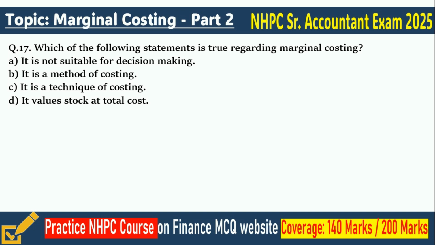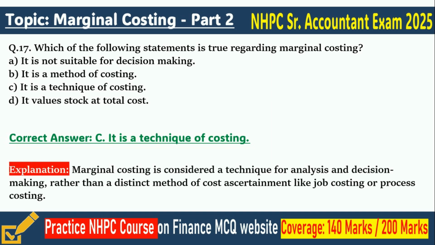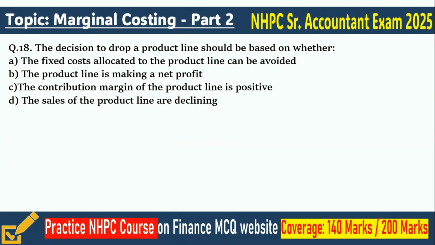Friends, marginal costing is a technique of costing. So, friends, marginal costing is considered a technique for analysis and decision making rather than a distinct method of cost ascertainment like job costing or process costing. Moving on, friends, next question.